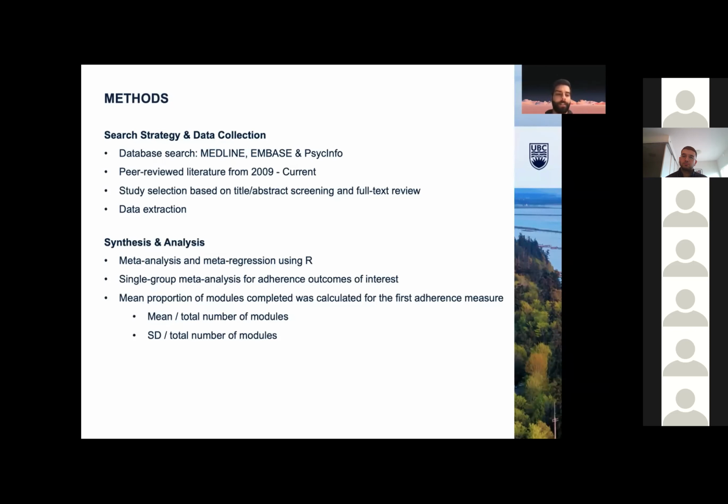So for the synthesis and analysis, we used the tool R for the meta-analysis and meta-regression. And as mentioned earlier, it was a single group meta-analysis for the adherence outcomes that we just looked at. And for the first one, so for the mean number of modules completed, we actually used the proportion because that would make it possible to compare across studies. So basically we divided the mean and the standard deviation by the total number of modules, and we basically got a proportion or percentage that we could compare.